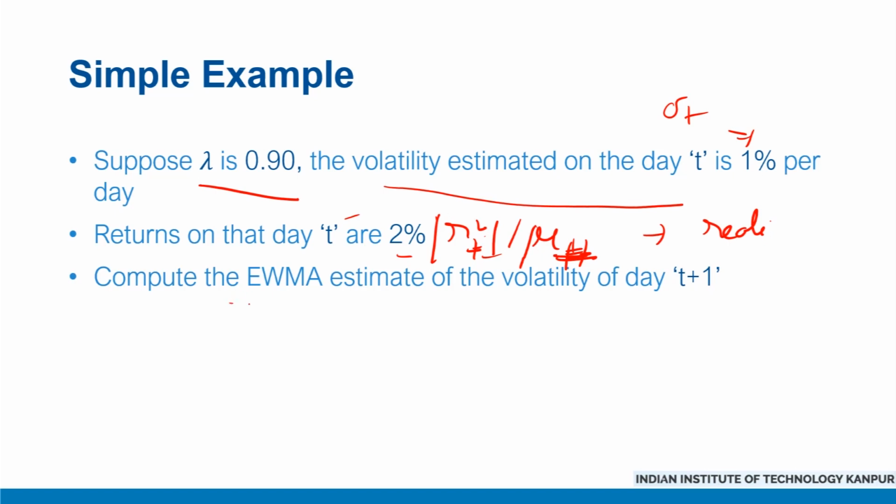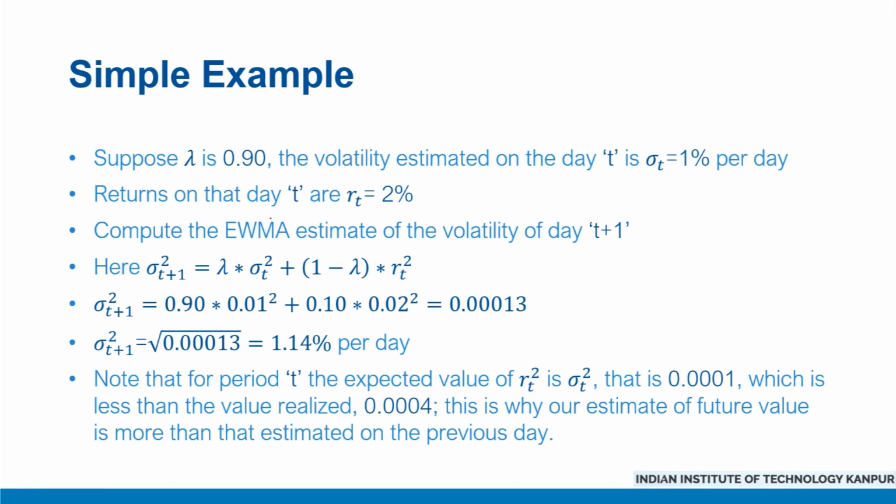Now we want to compute the EWMA, exponential weighted moving average, estimate of the volatility on t plus 1. Let's see how this works. As per the information given to us, lambda is 0.9, sigma t is 1%, and this is for a daily period, and the return on day t is 2%. So from this we can proxy mu t as 2%.